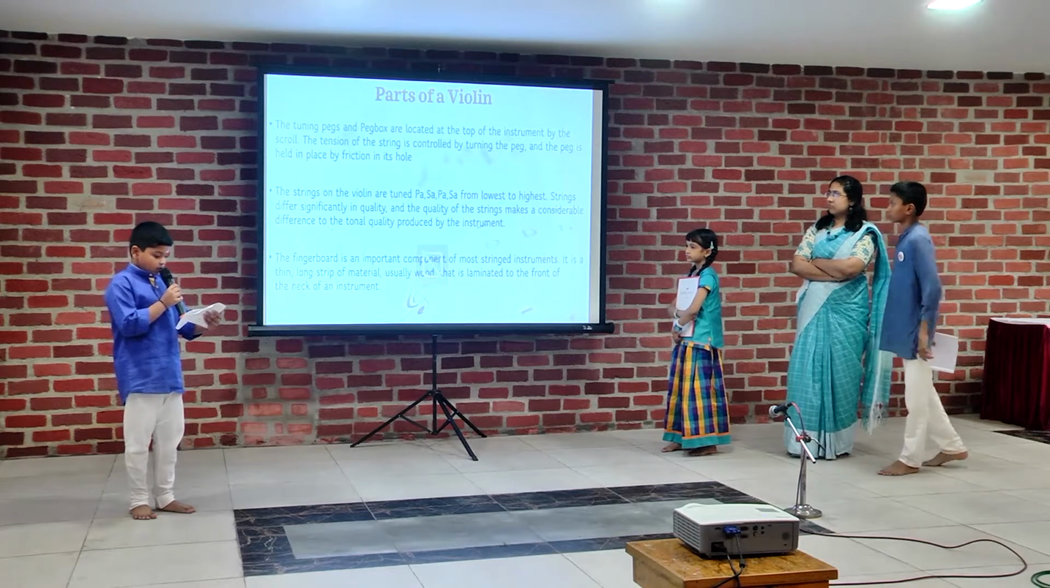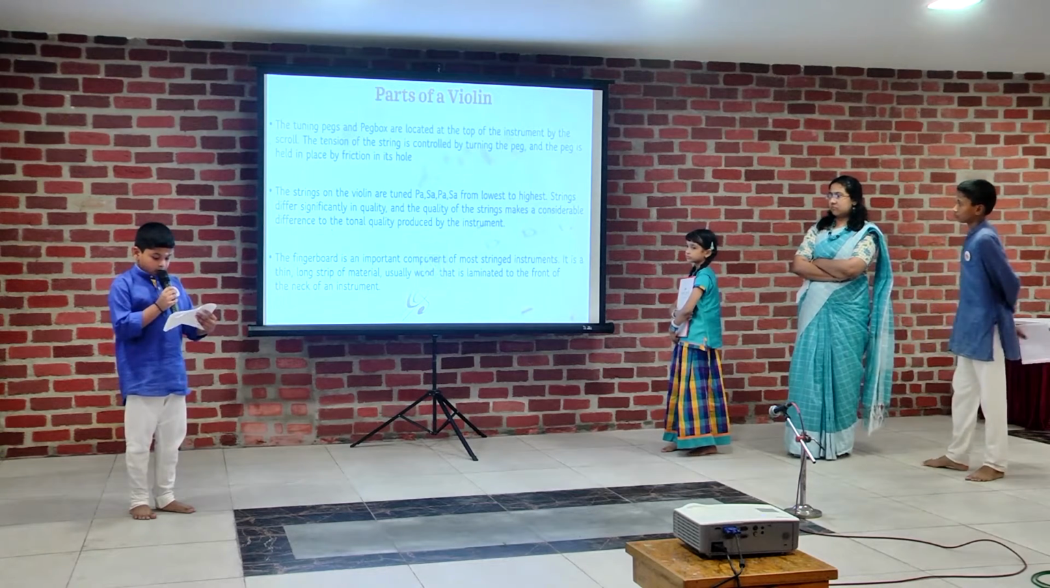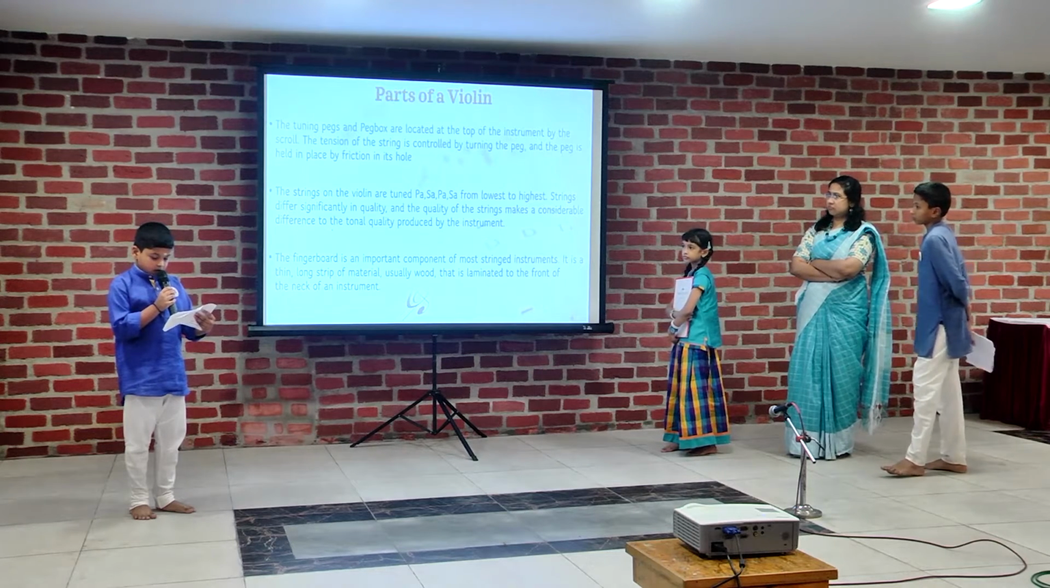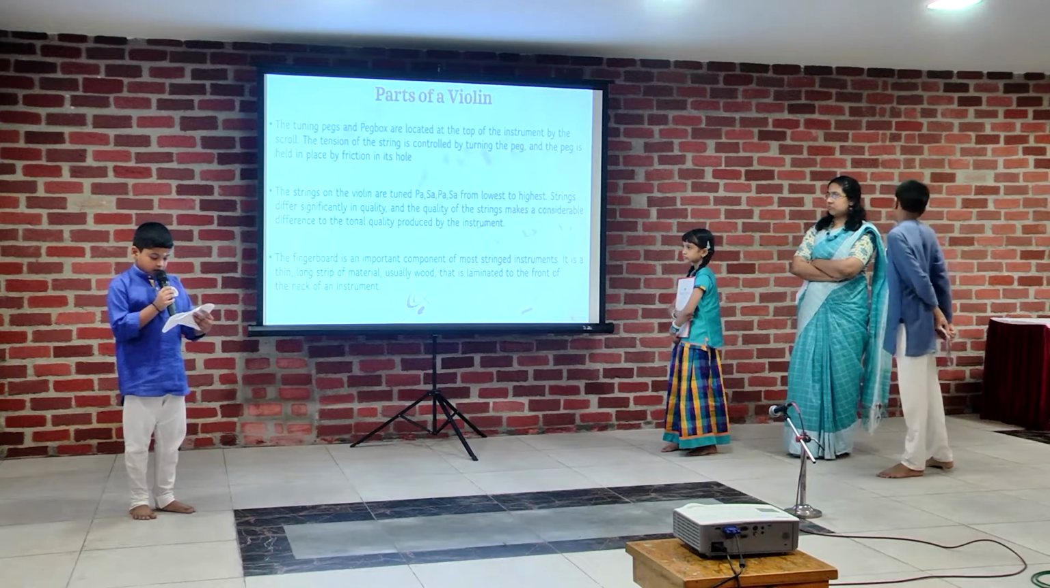Strings. There are 4 strings in a violin. Some violins have 6 strings. Strings are made of metals. The quality of the string is very important for better quality.